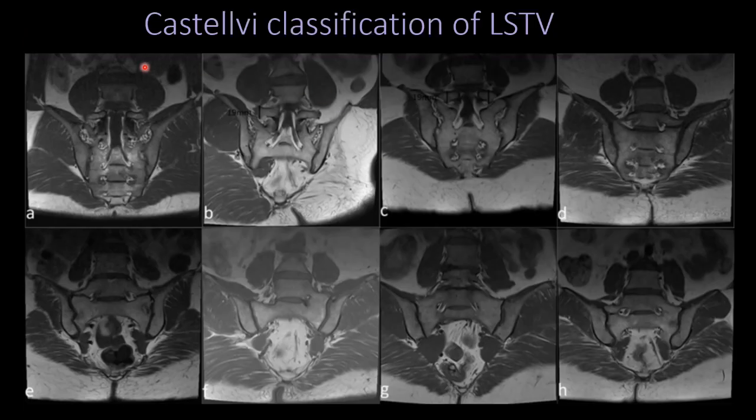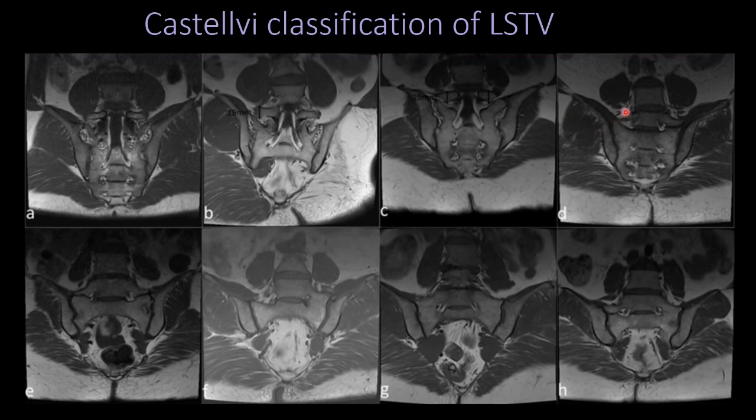So, to summarize, these are the normal transverse processes and sacrum. Here, there is enlarged transverse process on one side, so it is type 1A, whereas it is enlarged on both the sides, so it is type 1B.